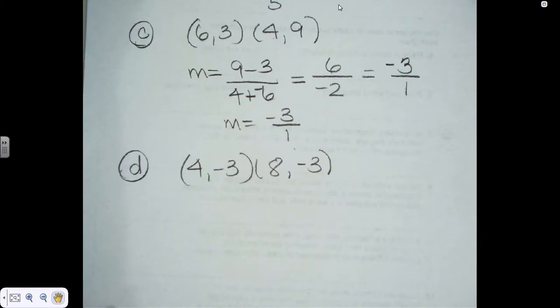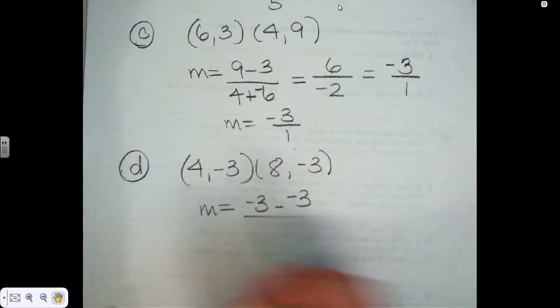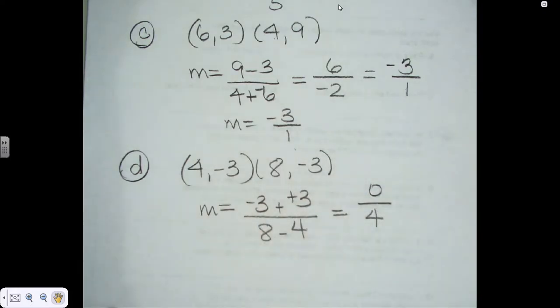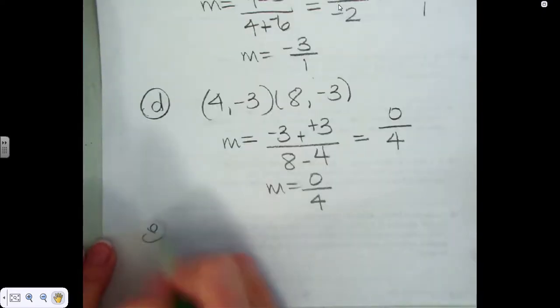So now, hopefully you're going to pause this and work this problem. My slope is negative 3 minus a negative 3, over 8 minus 4. Add your opposites. That's going to give me 0 over 4. So my slope is 0 over 4, which really means I'm not moving on my y-axis, I'm just moving 4 units on my x. And we're going to talk more about this later. Right now I just want you to calculate it and leave the answer like this. And then the last one.